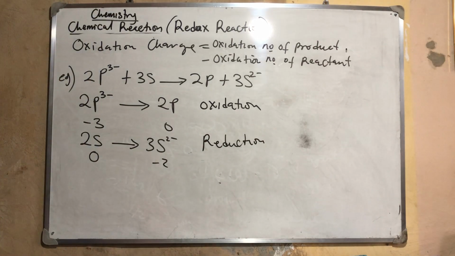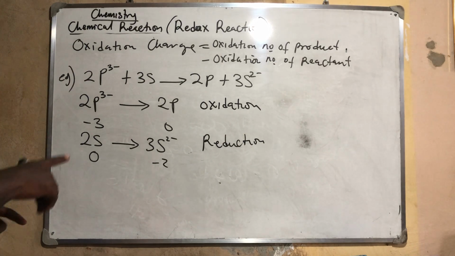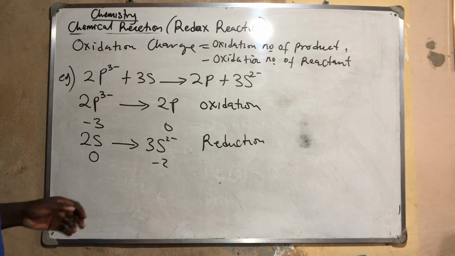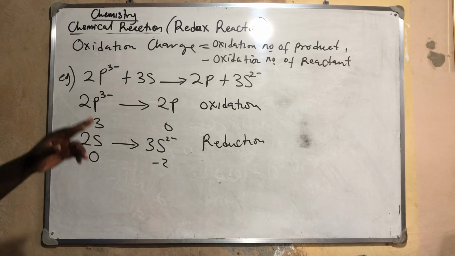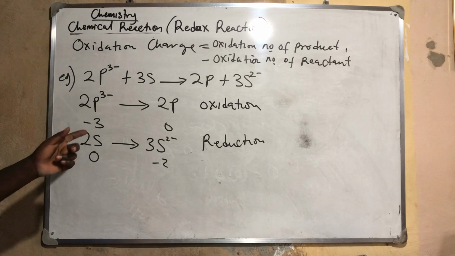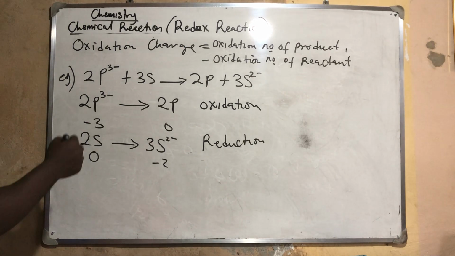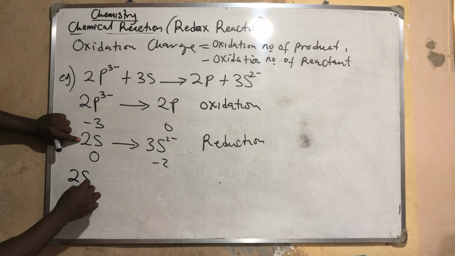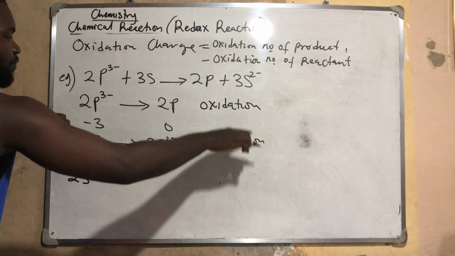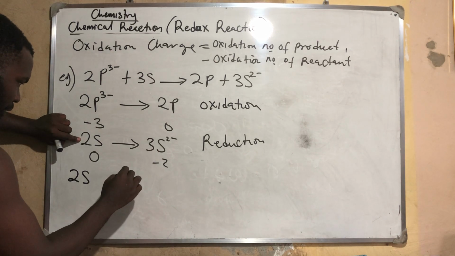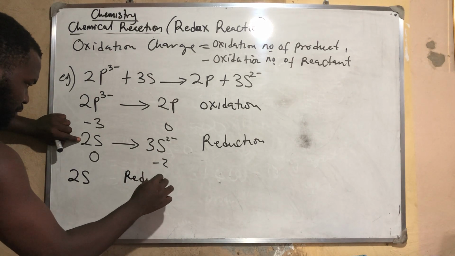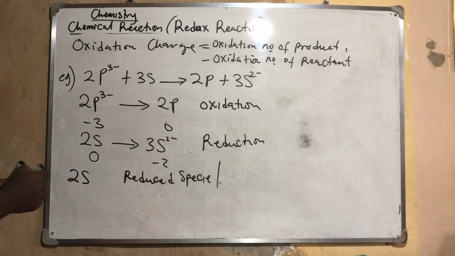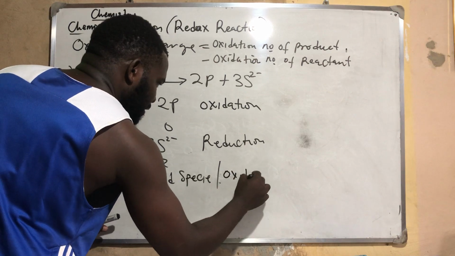All right, they are now asking us for the oxidizing agent, and I told you, please, you don't have any business with agent. So if you have oxidizing agent, it is as good as what? Reduced species. So this one that underwent reduction is where we get our reduced species from. So 3S, which underwent reduction, is my what? Reduced species. And reduced species is the same thing as what? Oxidizing agent.